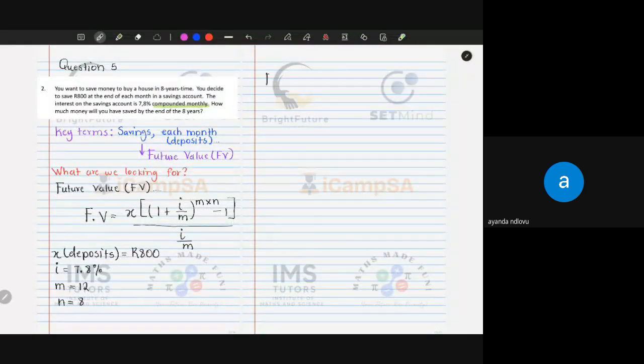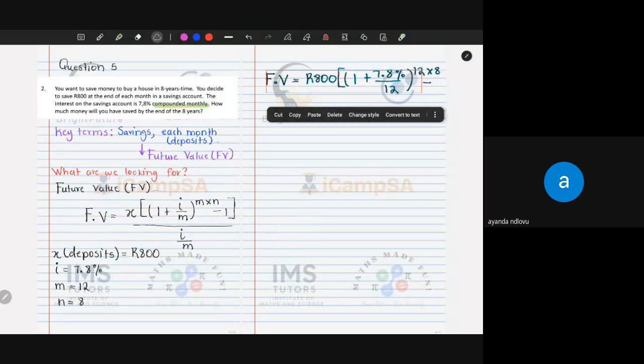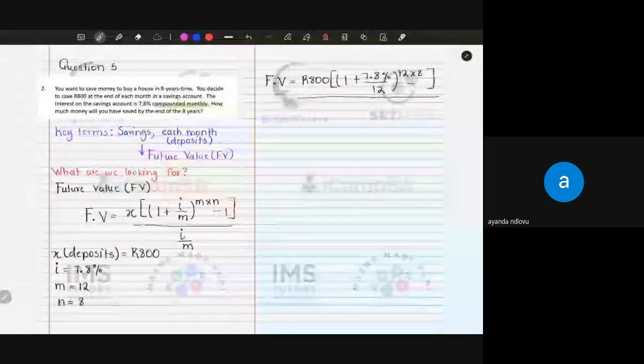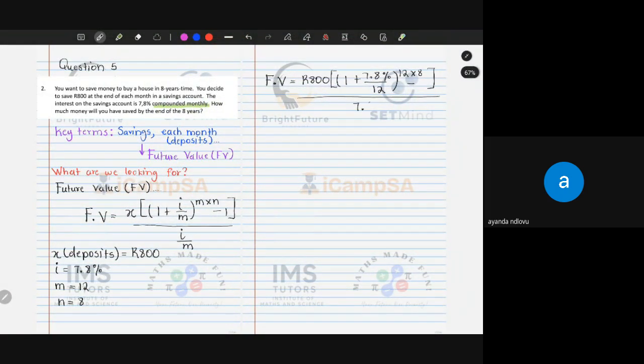So our future value will be, we are putting in 800 per month in the bank. So we are hustling here. 1 plus our interest rate of 7.8%. We always divide by the compounding period, which will be 12. Then we have 12 multiplied by the number of years, which is 8. Then subtract 1, and divide by our interest, 7.8%, which should always be divided by 12.